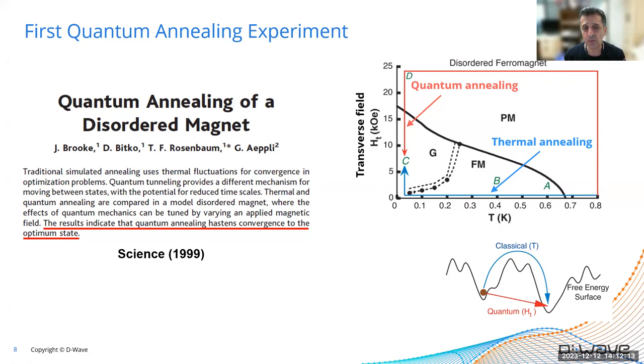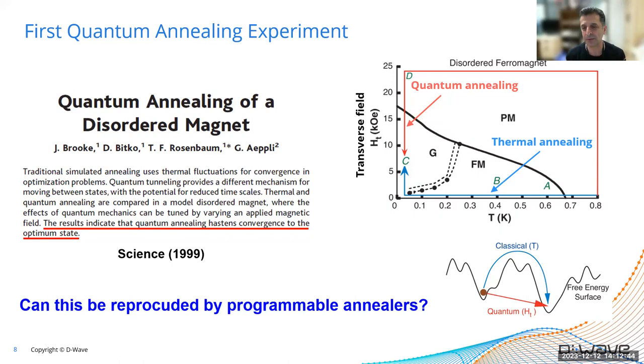However, when you're dealing with a material, you cannot measure all the spins. So the spin configuration was unknown. You cannot even measure the energy. So even concluding that you reached the ground state is not possible. They did it indirectly by looking at AC susceptibility, but this experiment was not repeated afterwards and was not repeated successfully even with programmable quantum annealers until now. So it remained an open question whether this kind of conclusion remains valid if you do it on a programmable quantum annealer.